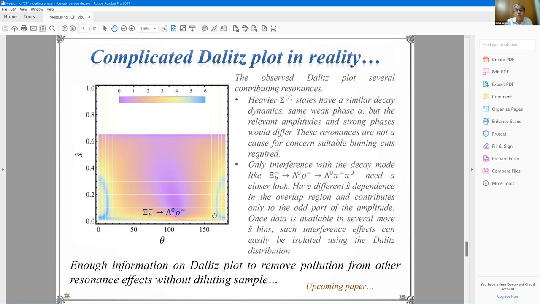And this contributes only to the odd part as a function of S, and extra bins will enable us to resolve all the resonance contributions. And of course, one will put appropriate cuts on to get the dominant resonance. So this will be part of an upcoming paper.